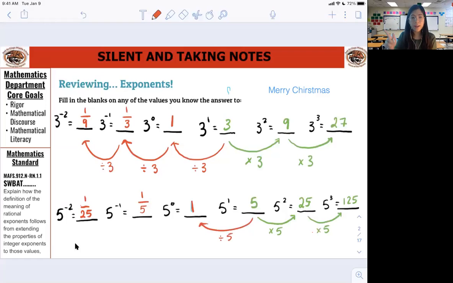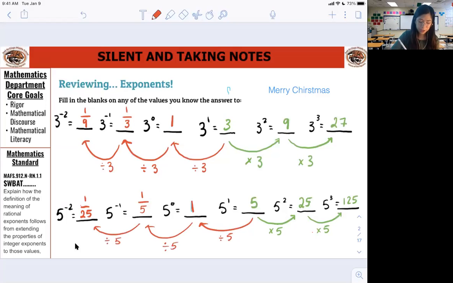Right, so I have to do 5 divided by 5. 5 divided by 5 is 1. So 5 to the power of 0 is 1. If I keep that pattern going, I'm dividing by 5. 1 divided by 5 is 1/5. Okay, 1 over 5. If I continue the pattern one more time, I have to divide by 5 one more time.